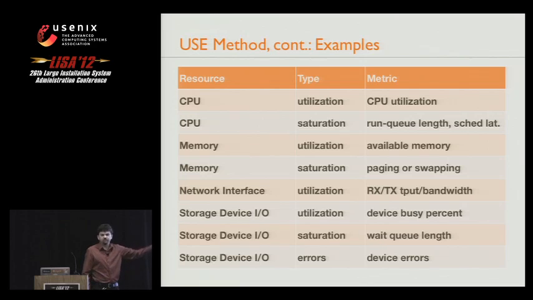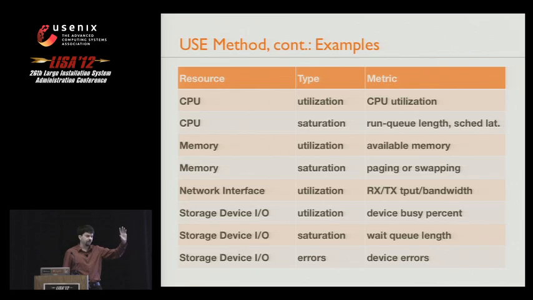CPU utilization is commonly available in operating systems, even though it encompasses memory bus, I/O, and CPU instructions. CPU saturation, well, scheduler latency or run queue length, both those metrics work there. Memory utilization, of available memory. Memory saturation, once you exhaust main memory, you'll be doing paging or swapping, so you can use them as metrics to identify it. Network interface utilization.